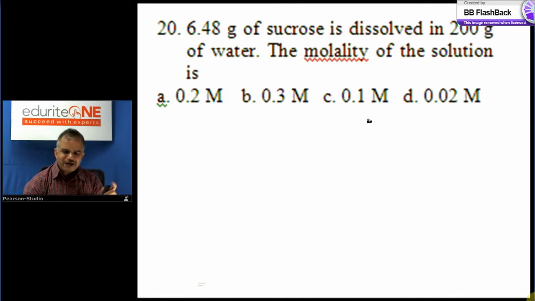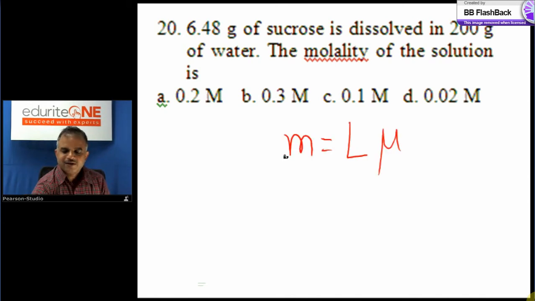These are quick formulas which you may not get in the textbook, but I will be giving you. Small m is equal to L mu M. Here M is for molarity, m is mass in grams, L is liters, and mu is molecular mass.